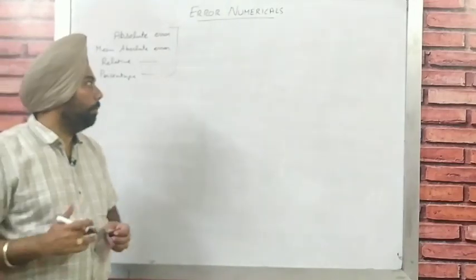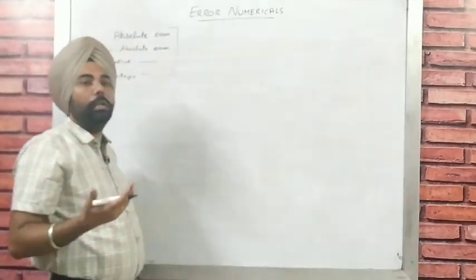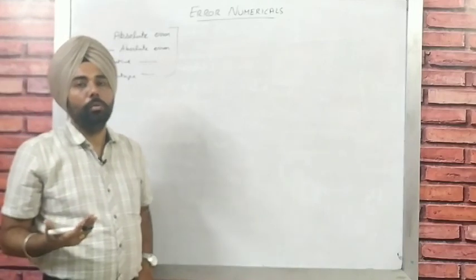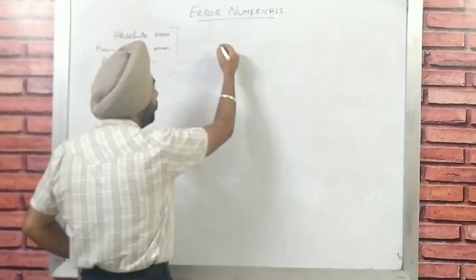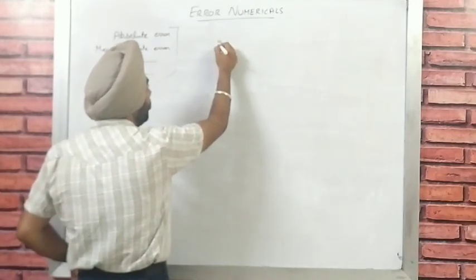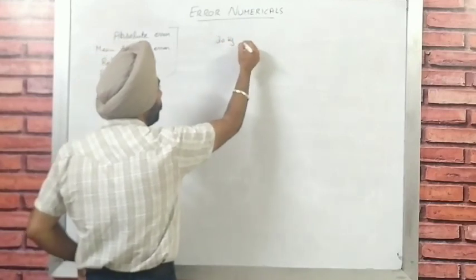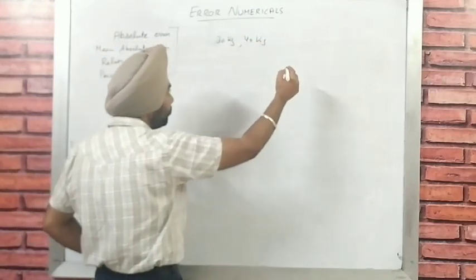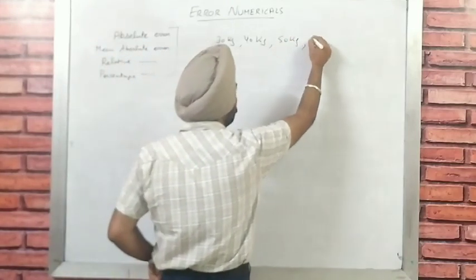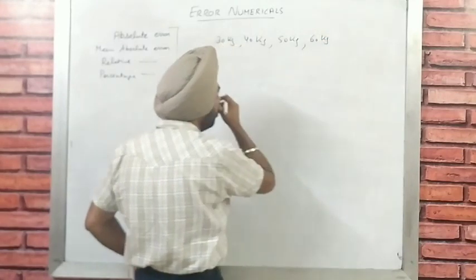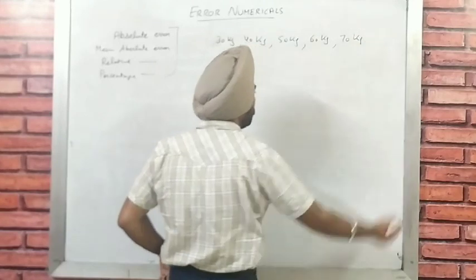So, let's take a numerical. Let's say we are taking a numerical of a number of students whose weight is given to us. So, let's have some students' weight here. Let's say the weight is going to be, starting from 30 kg, 40 kg, 50 kg, 60 kg, and let's say 70 kg.